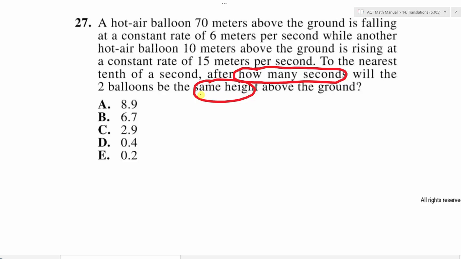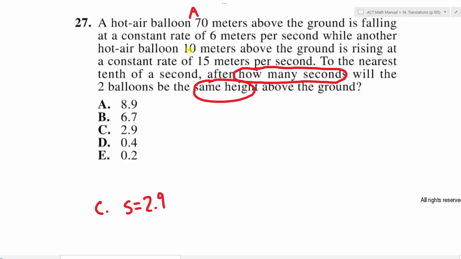Now, this question stumps a lot of students, and it's understandable. It's definitely a little bit of a trickier translation. I will say you can use VITA on a question like this, and I'll give you a little preview of how that might work. So for instance, in answer choice C, if the number of seconds is 2.9, well, this first hot air balloon, I'll call this one at 70 meters.